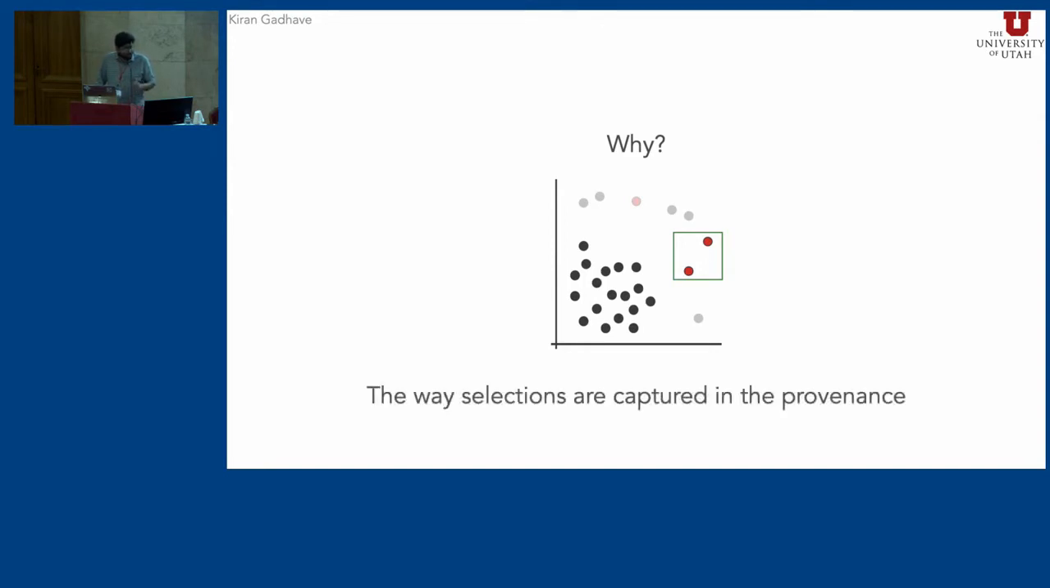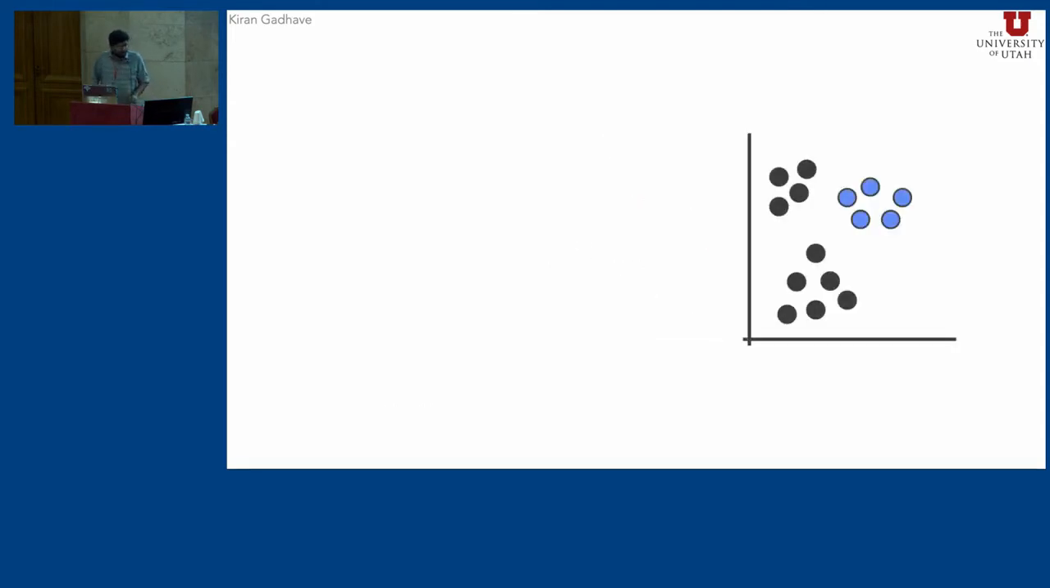These points were missed because of the way we capture selections in the provenance itself. So let's look at this simple selection and look at the ways we can store these selections in the provenance graph. The simplest way is just to store the IDs of the selected points. This approach is very straightforward, but it basically doesn't support any reusability because it just relies on these points being there.